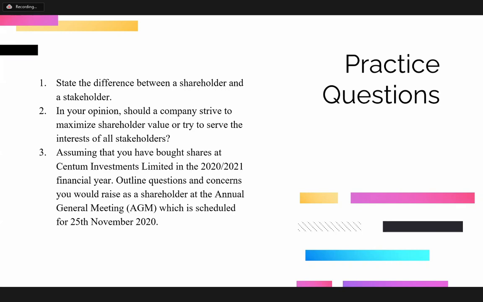Come on, please help. You need to be active participants. Try and answer the questions. Any volunteer who could clarify what's the difference between a shareholder and a stakeholder?